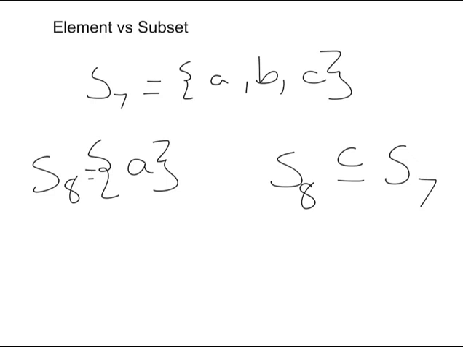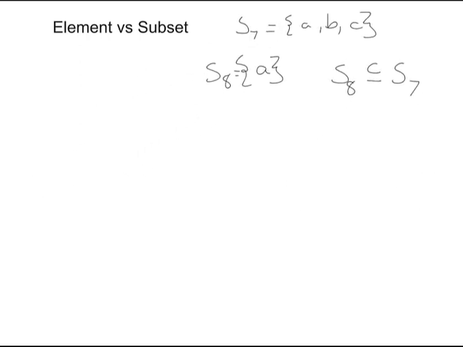So for subset, both sides of the subset relation have to be sets, because what you're saying is everything in this first set can also be found in this second set. So I have an A in there, I have an A in there, so I say, yep, it's a subset.